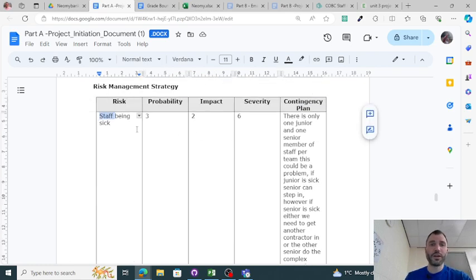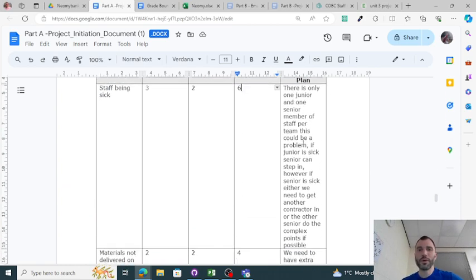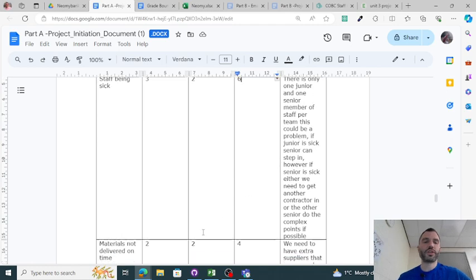Staff being sick. Now I put 3 out of 3 for probability. That's more than likely to happen. 2 will impact it. 6 severity, 3 times 2. And I asked, what's my contingency plan? Well, I explained the situation, only one junior and senior per team. But if the junior is sick, the senior could step in, but not the other way round. So we might have to hire contractors.